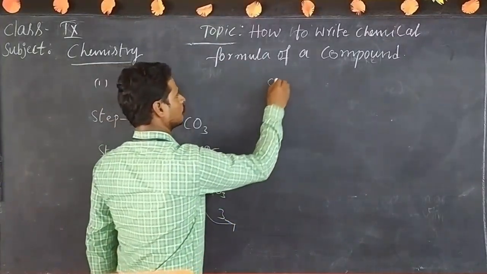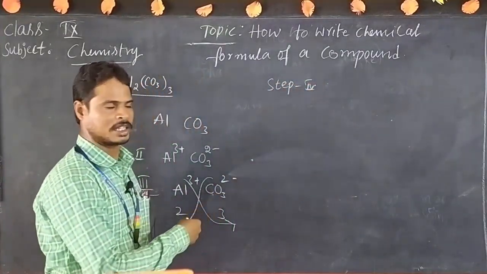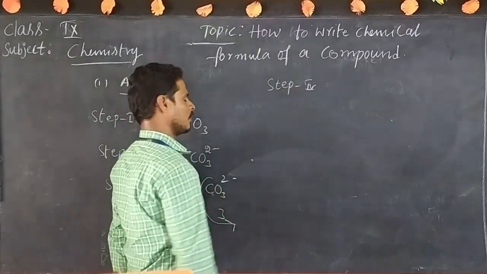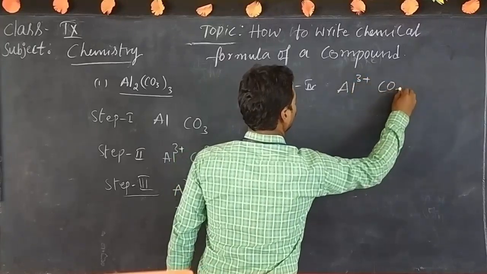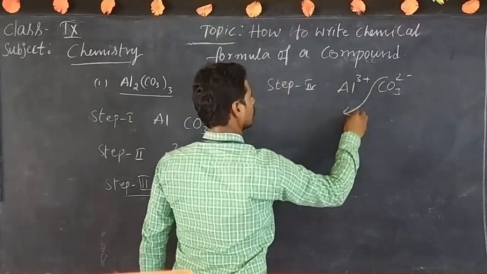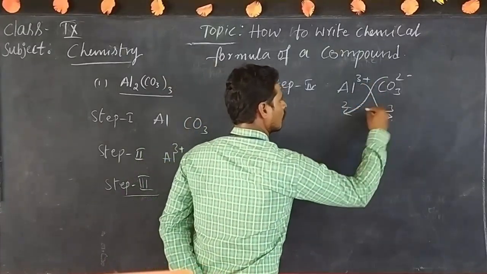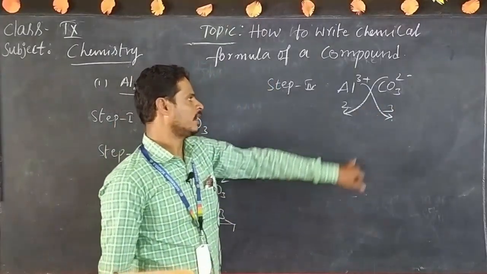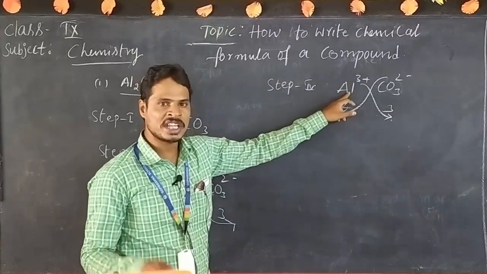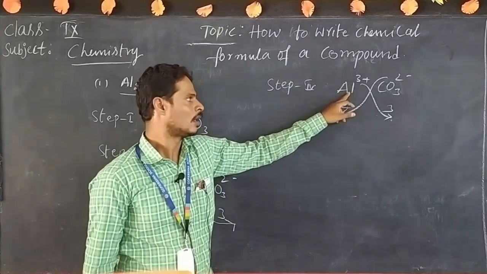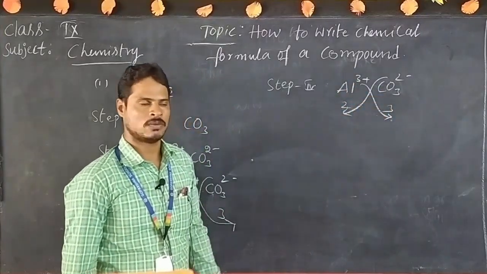Next, step 4. That means step 3 is already ignored, so we should write step 4. Here we know, as I said in the previous class, the anion number tells how many cations are involved in the formula. The cation number tells how many anions are involved in the formula.